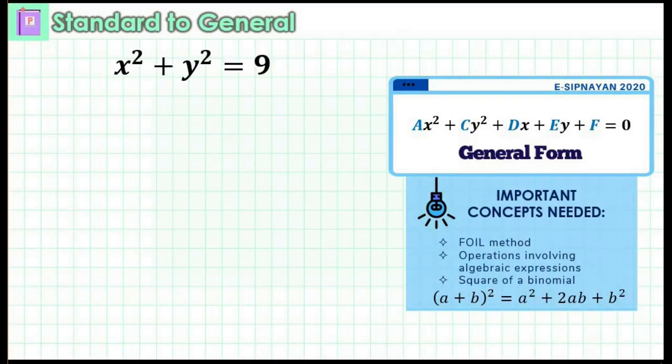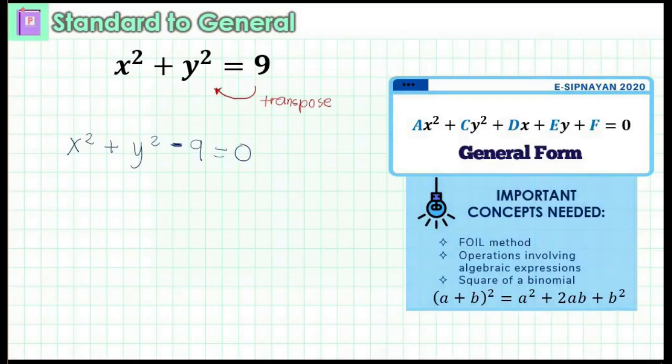Let's now have the last example in transforming standard to general, and this one I think is the easiest among the 3 examples presented. So the first step is to transpose the constant to the left-hand side of the equation so that the whole equation will be equated to 0. So the equation will now be x squared plus y squared minus, let me emphasize, 9 equals 0. And this is already the general form.